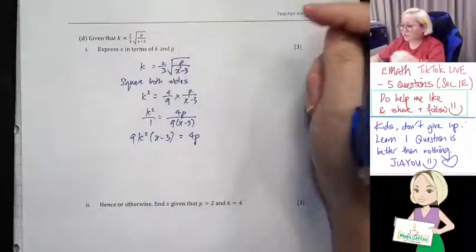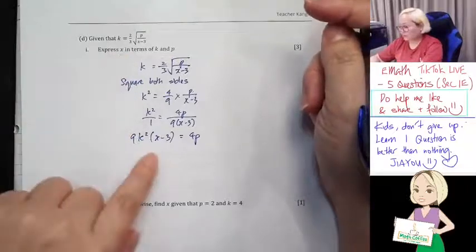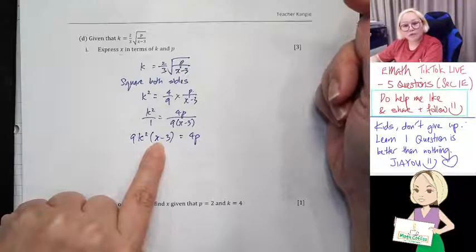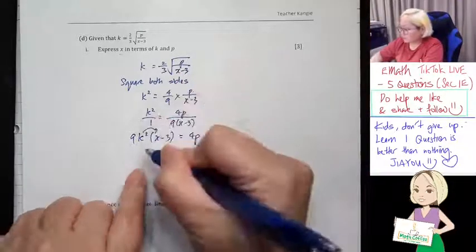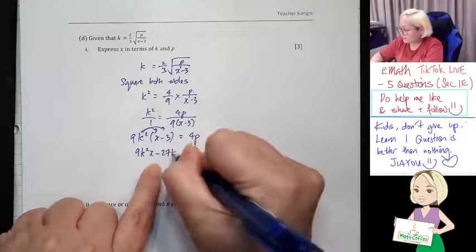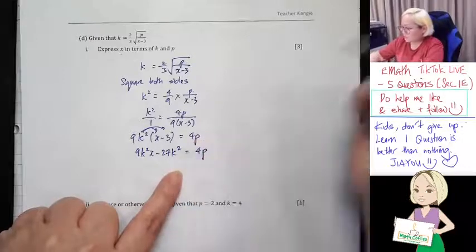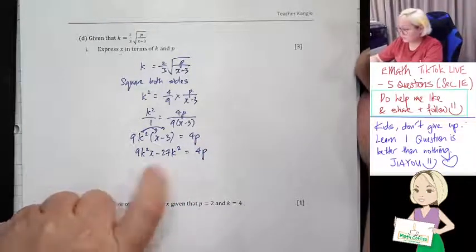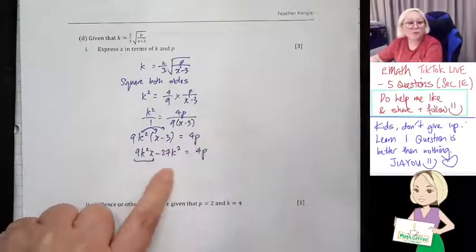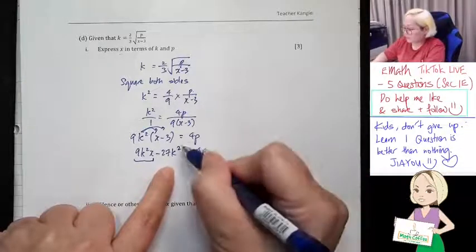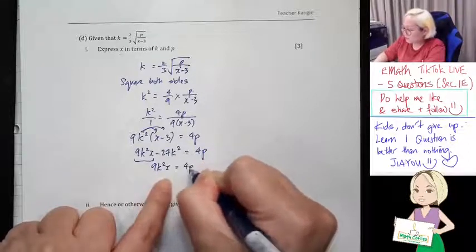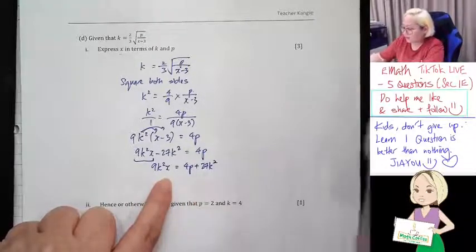So just to remind ourselves, we are supposed to make x the subject. See, my x is inside. So I cannot bring left, bring right yet. I need to rainbow it. I need to expand it first. So this one times this one give me 9k square x. This one times this one, minus 27k square, is equals to 4p. So the term with the x will remain on my left hand side. The one that doesn't have x will go to the right hand side. So it becomes 9k square x equals to 4p plus 27k square.